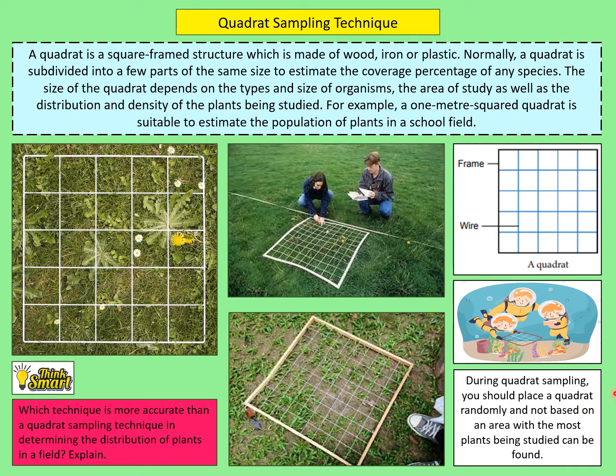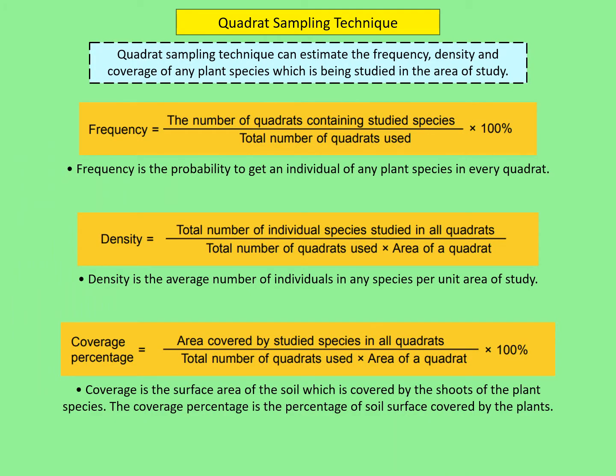During quadrat sampling, you should place a quadrat randomly and not based on an area where most of the plant being studied can be found. You must put the quadrat randomly, and you cannot choose the place. The quadrat sampling technique can estimate the frequency, density, and coverage of any plant species being studied in the area of study. So this is the formula for frequency, this is the formula for density, and this is the coverage percentage. We will look one by one at how to use these formulas in our activity.